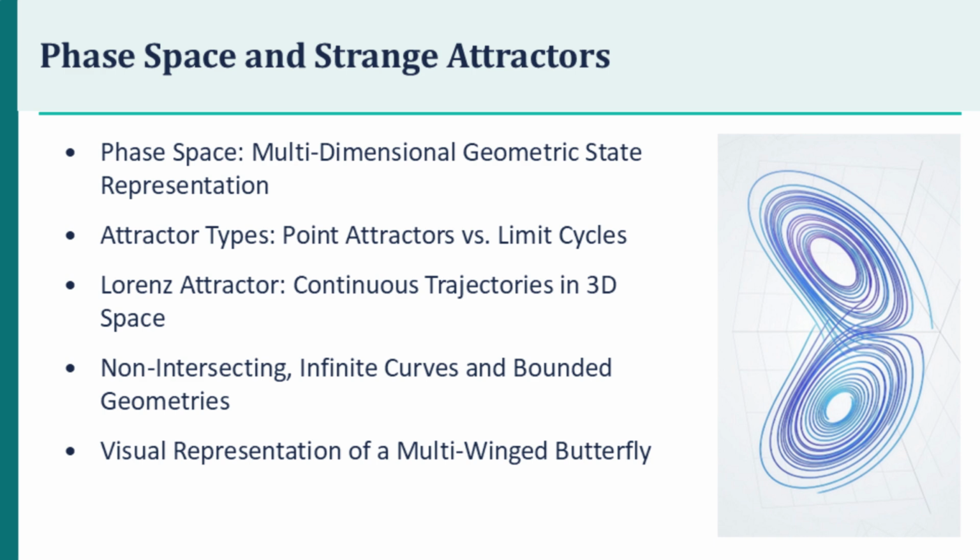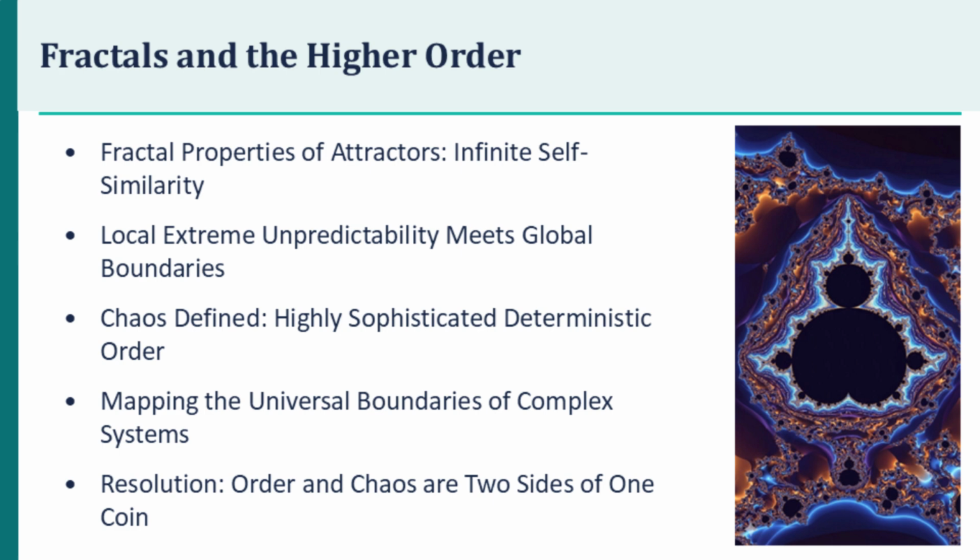The trajectories did not settle into a single point, nor did they repeat a closed loop. Instead, they looped infinitely around two distinct wings without ever intersecting themselves or crossing their own paths. This beautiful, complex geometry resembles the wings of a butterfly, appropriately mirroring the nickname of the phenomenon it represents, the Lorenz attractor. The geometry of a strange attractor is not just complex, it is a fractal.